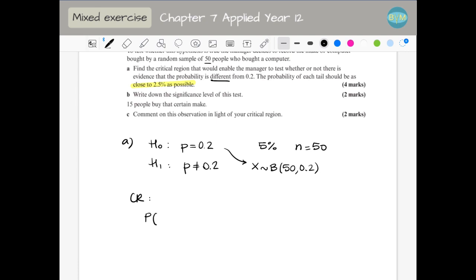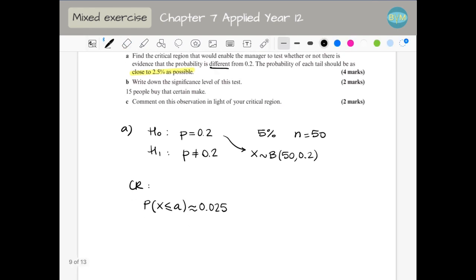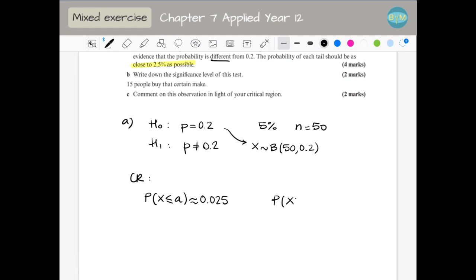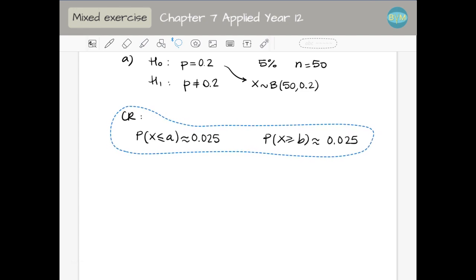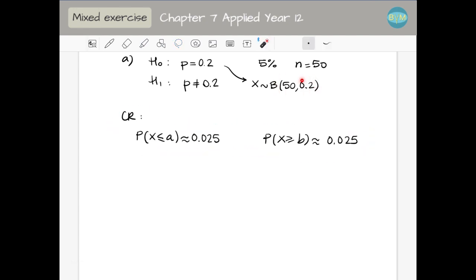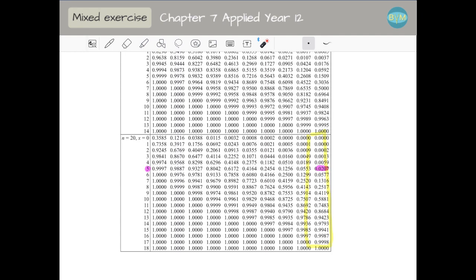One is given by the probability of X being smaller than a, and instead of smaller than half of the significance level, we are going to do it as close as possible. So we are going to compare one value above, one value below, and decide. And the same for the other tail, so the probability of X greater than b is going to be as close as possible to 0.025. We can do this with the calculator or with the tables. I would recommend the tables because we have the tables for this binomial. We are looking for the closest probability to 0.025.